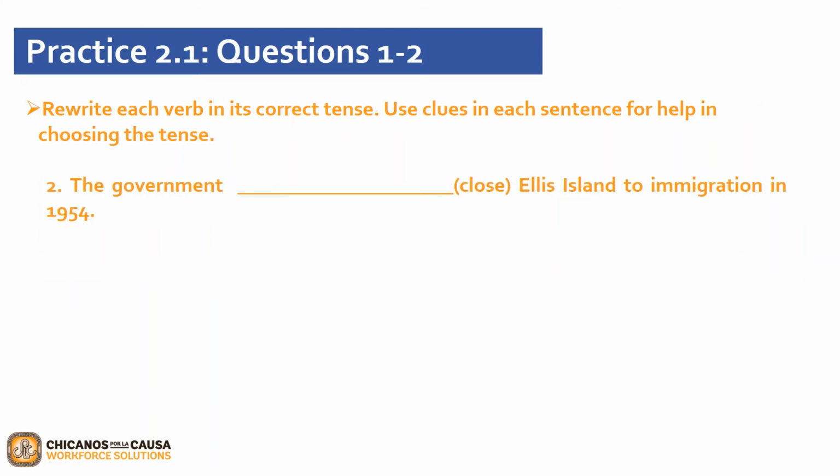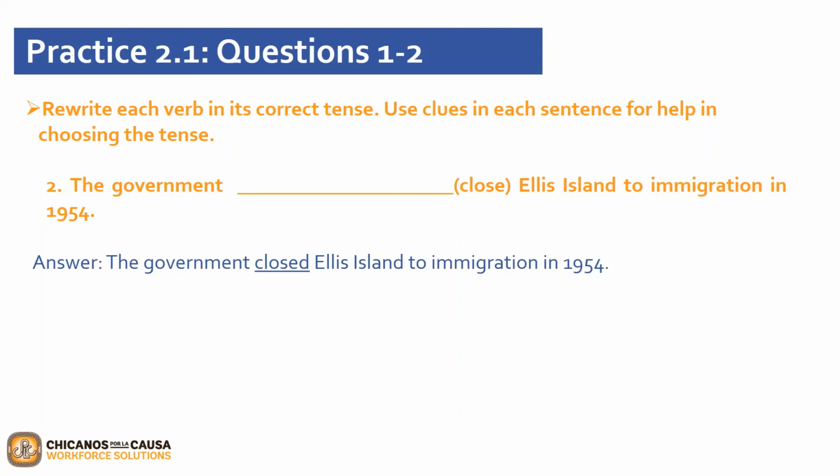Our second question says, "The government blank closed Ellis Island to immigration in 1954." How would you write this sentence in its correct tense? You would write this sentence in its correct tense by writing, "The government closed Ellis Island to immigration in 1954."